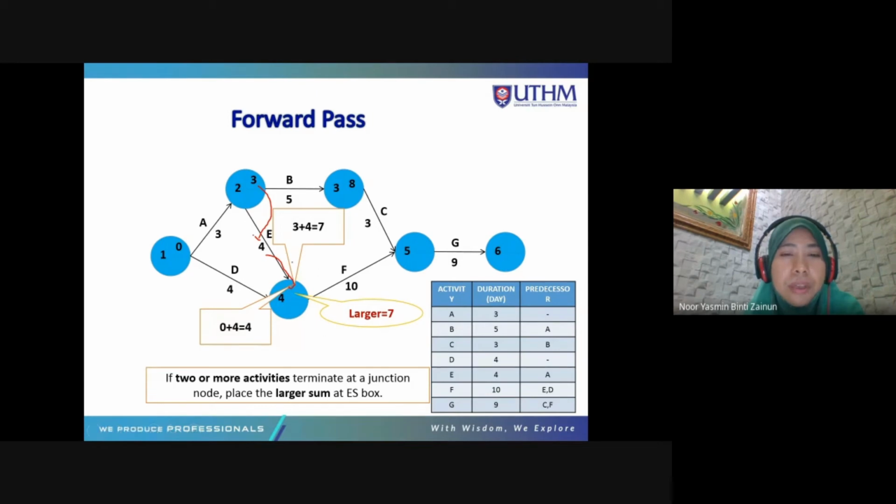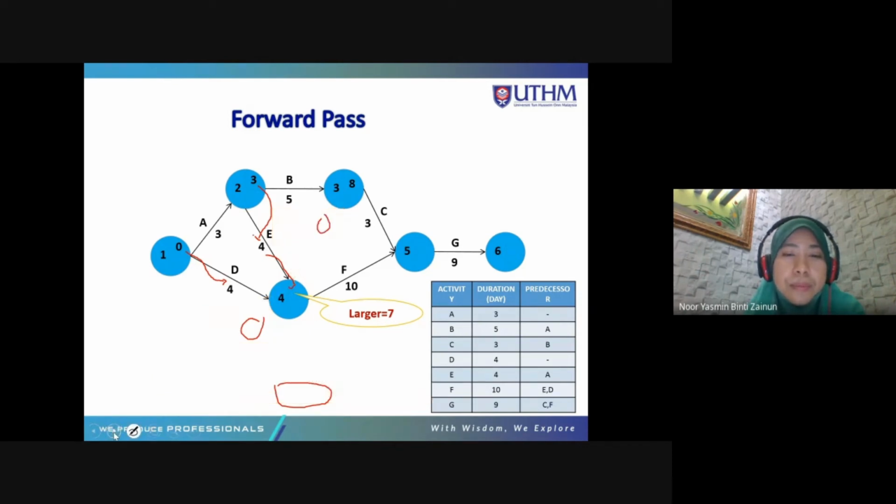However, you have 2 arrows coming at node number 4. So in the forward pass, you need to select the larger sum. Another arrow is 0 plus 4, which is equal to 4. So between 4 and 7, you need to choose the largest sum, which is 7.